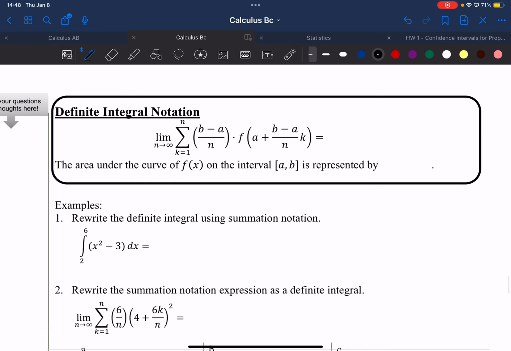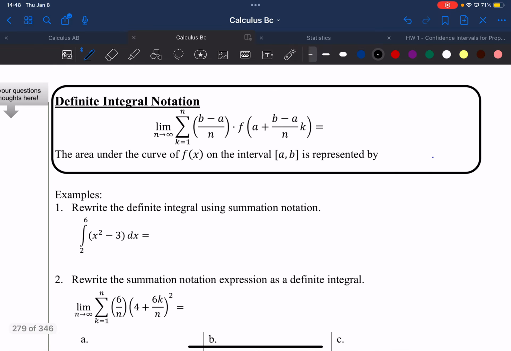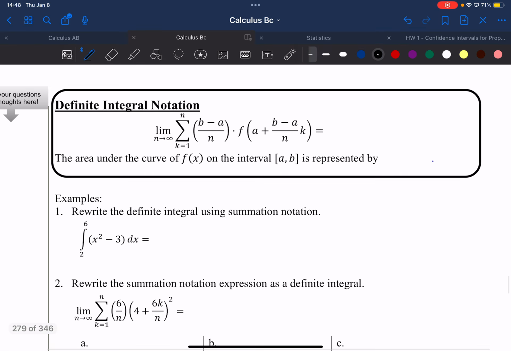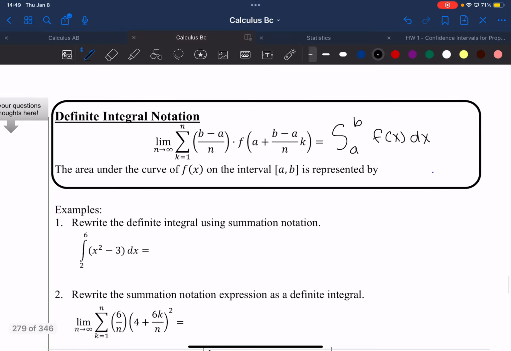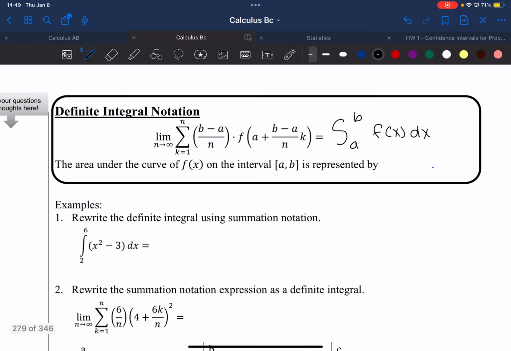So now let's take the summation notation and see how this can translate to integral notation. So it says the limit as n approaches infinity of the summation, so everything we just wrote on the other side, is equivalent to writing the integral from a to b of f of x dx.